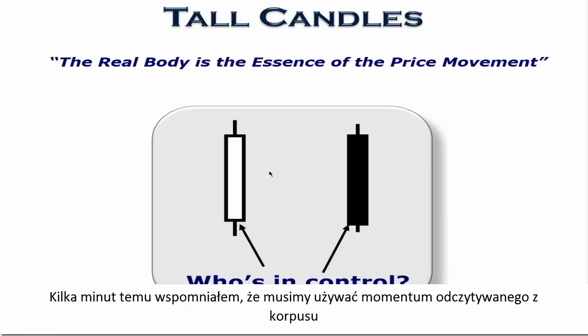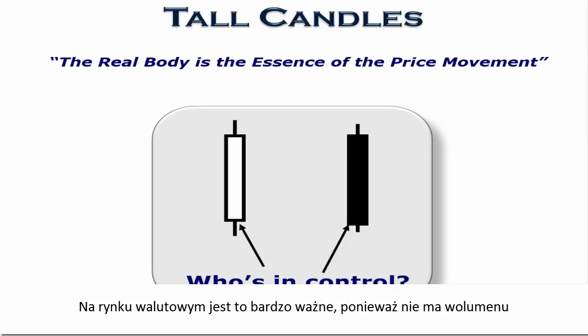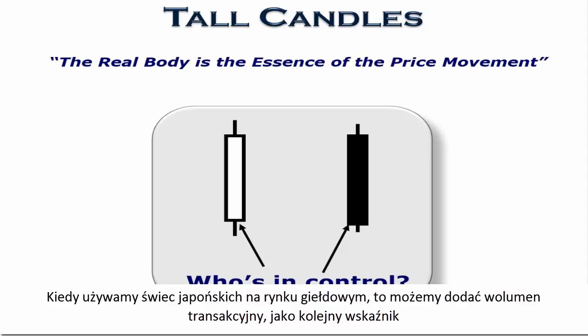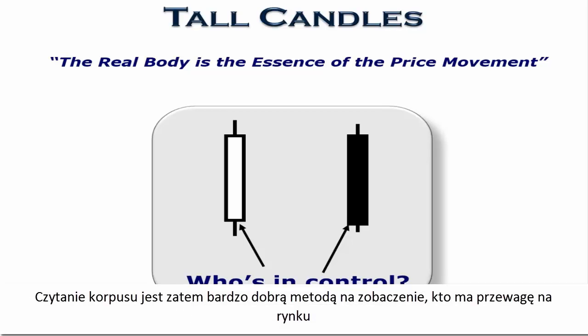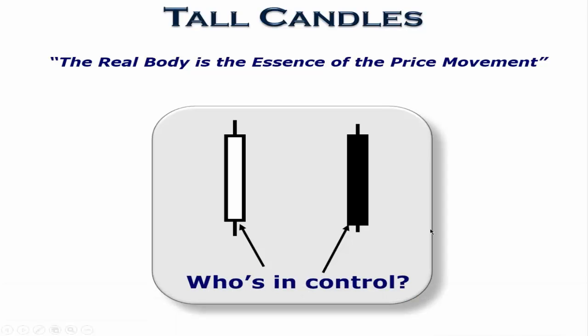And the reason I had mentioned a couple of minutes ago the importance of using the real body to gauge the momentum of a move is because in Forex, unlike other markets, you don't have volume. When I use candlesticks in the equity markets or markets that have volume, we could add volume as another indicator on our chart. So we could use volume to gauge the force of the move. We don't have volume in Forex. So this is a great visual way of gauging the force behind the move. So obviously with this tall white candle, okay.